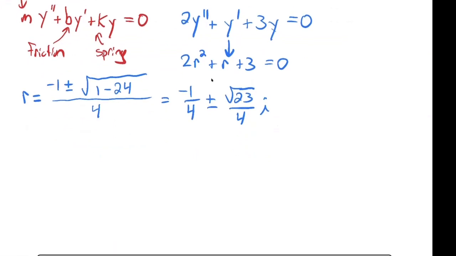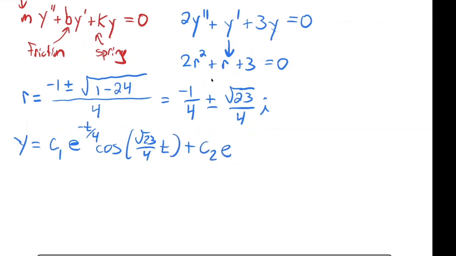Okay. Any other questions about how we got those roots? And so from this, we could get our general solution, which would be C1 e to the minus t over 4 times cosine, plus C2 e to the minus t over 4 times the sine of the same thing. Okay, questions?